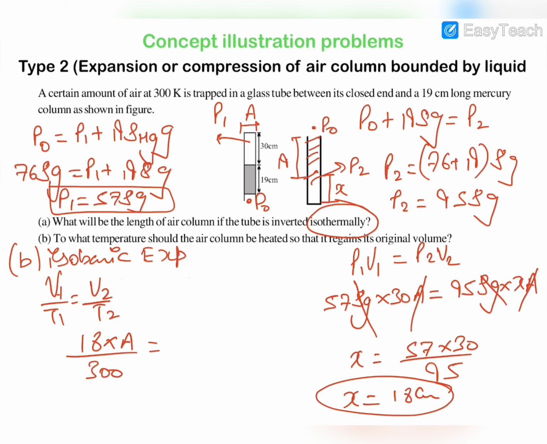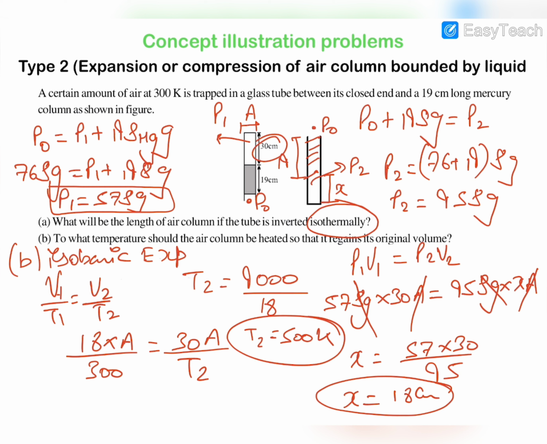Finally, when the air column attains the length of 30 centimeters, the volume becomes 30A, and we have to find the new temperature. So T2 will be equal to 9000 upon 18. So T2 will be equal to 500 Kelvin.